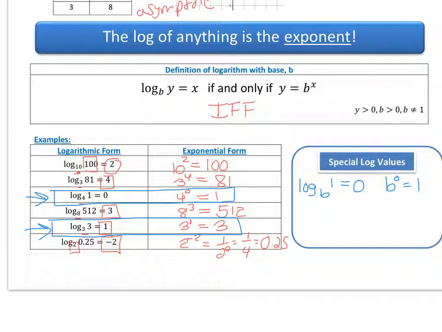And then another one to look at: if you're taking the log of a number, and that number is the same as the base, so in our particular example we had the log of 3 with a base of 3. The log of a particular number with that same base is always going to equal 1. Why? Because the base raised to the power of 1 is going to be equal to itself. So those are two special log values that you should become familiar with and easily recognize going forward.